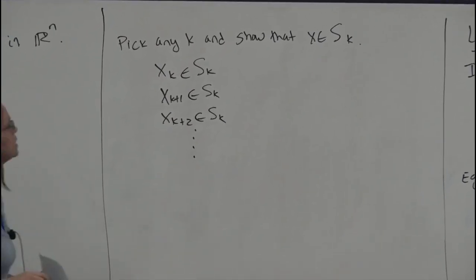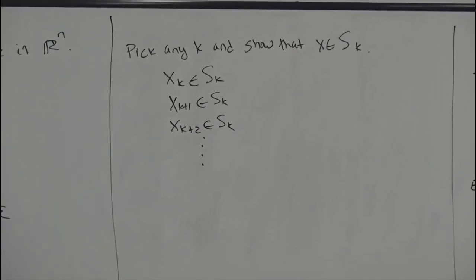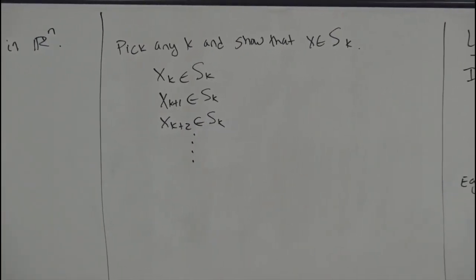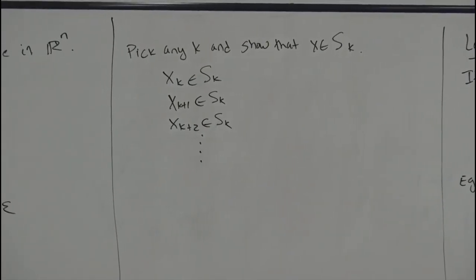So we have a collection of points that all lie in S_k, and they converge. There's another way of thinking about that. That means x is a limit point of this set.